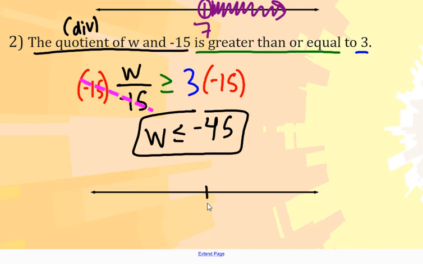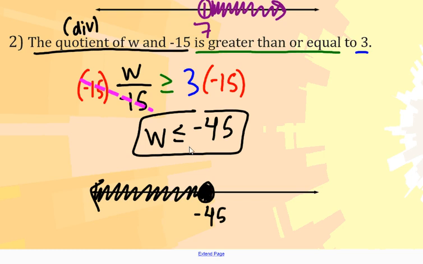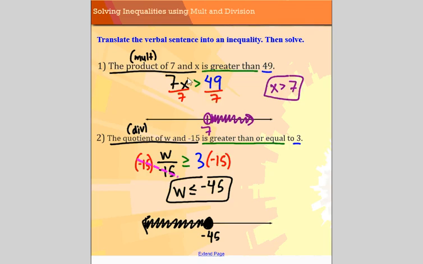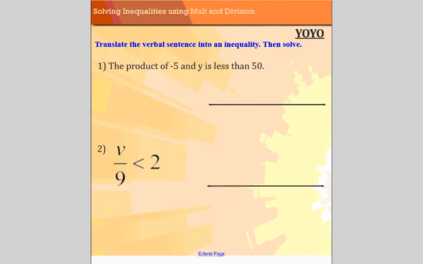Graph it, put down -45 as my key point, circle around it. I need all the values to the left. And then I go and fill in -45 because it says or equal to. So the last part you have to be able to do is translate from English to math and then solve using the tools we did from the first part of this section.